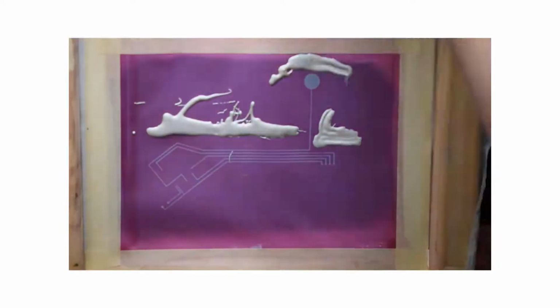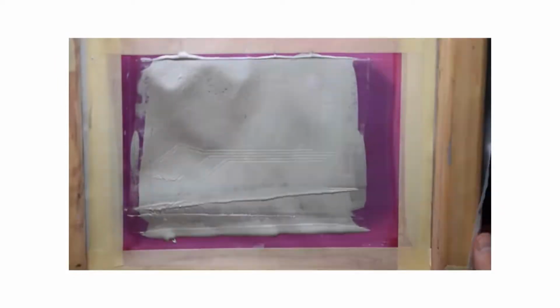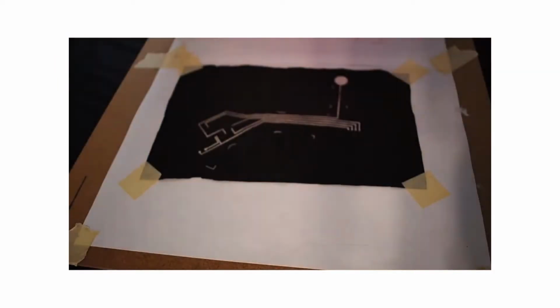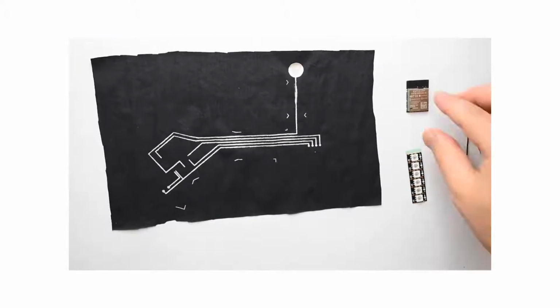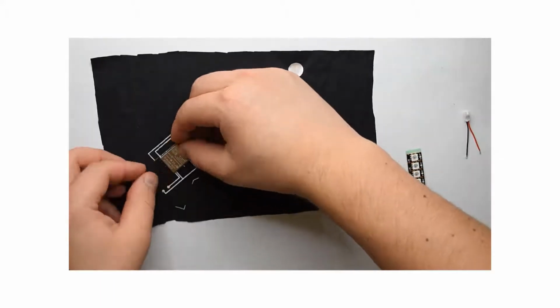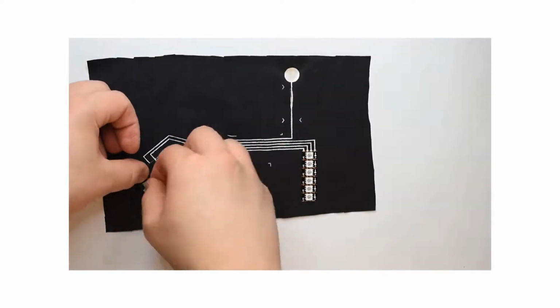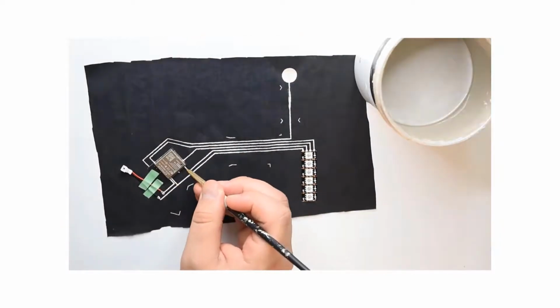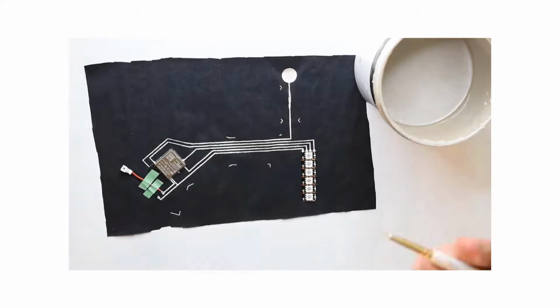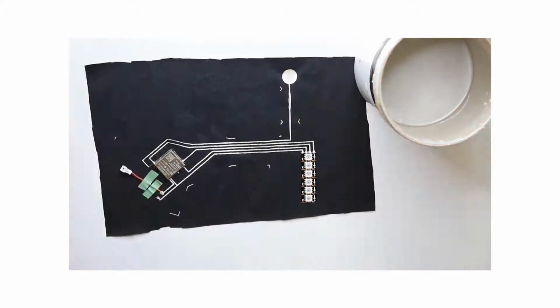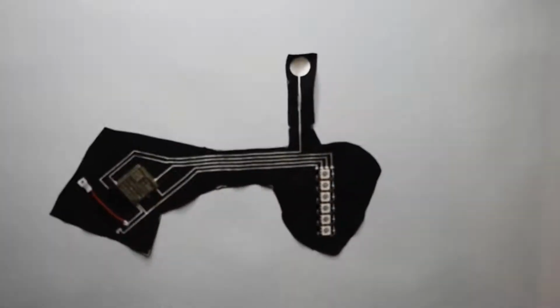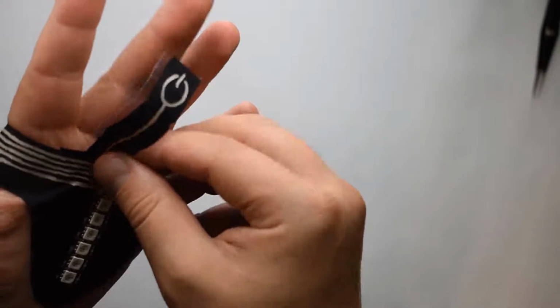The pattern is transferred to the substrate fabric by screen printing using the conductive silver ink. This is followed by curing the ink in the oven for 5 minutes at 65 degrees Celsius. Next, the user places the components in their respective positions using conductive tape and paints the terminals with silver ink to ensure connectivity. Lastly, the user cuts the fabric along the substrate guides and sticks it to their hand using a skin-friendly adhesive tape.